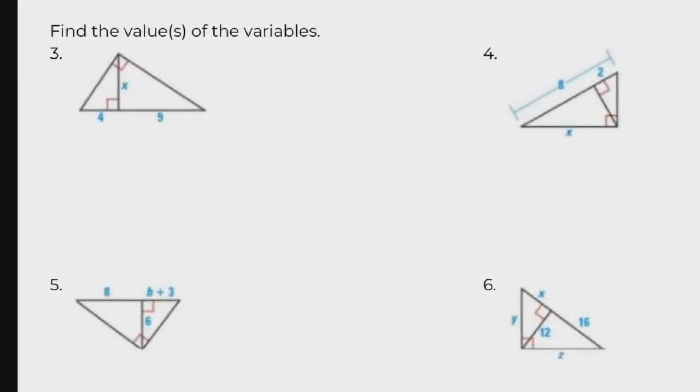Okay, number 3, we want to find the values of the variables. So all of these are going to be using the theorems, and you'll just have to know how to set them up. Number 3, our x value is the altitude, so we're using 7.6. So we can set this up as 4 over x equals x over 9. And then to solve, we're going to cross multiply. So we get x squared equals 36. And then we're going to square root both sides. So we get x equals 6.